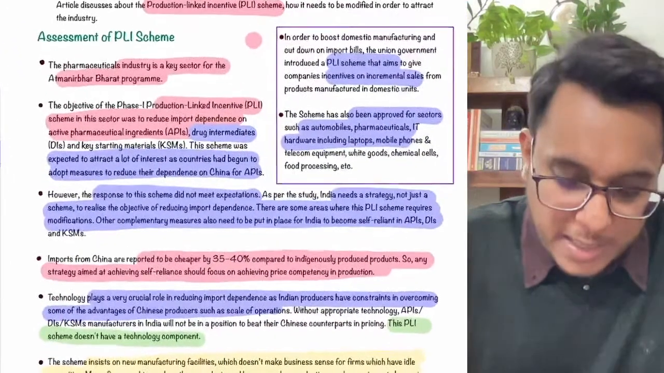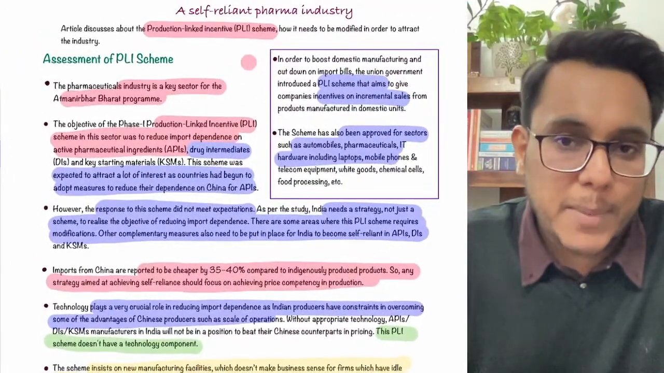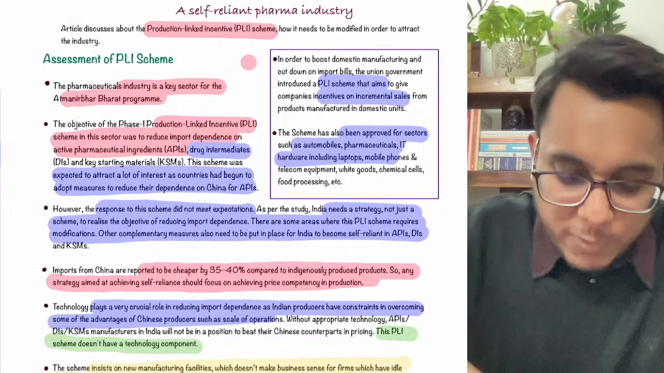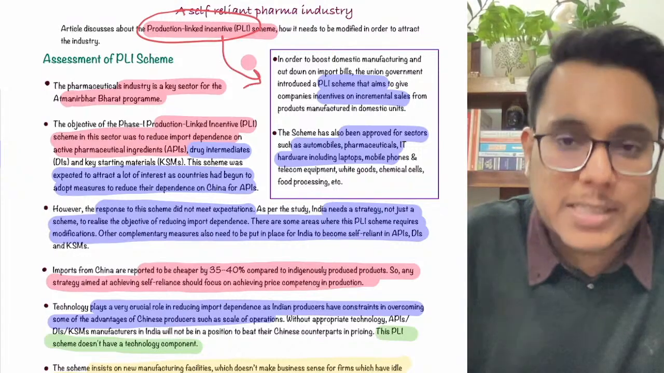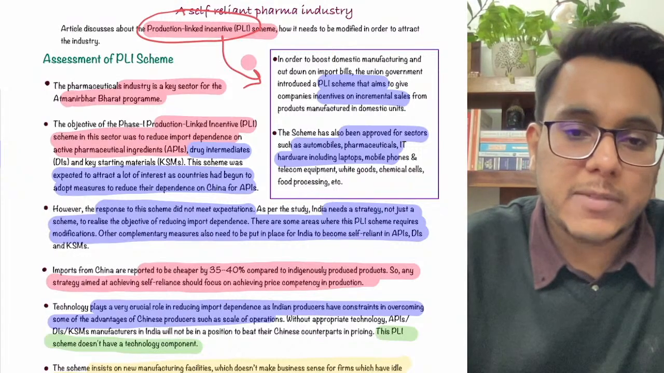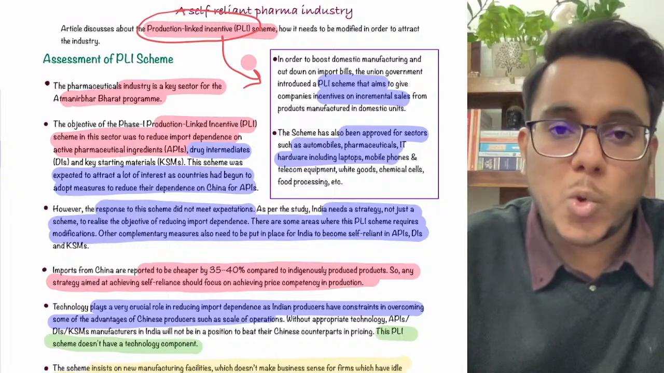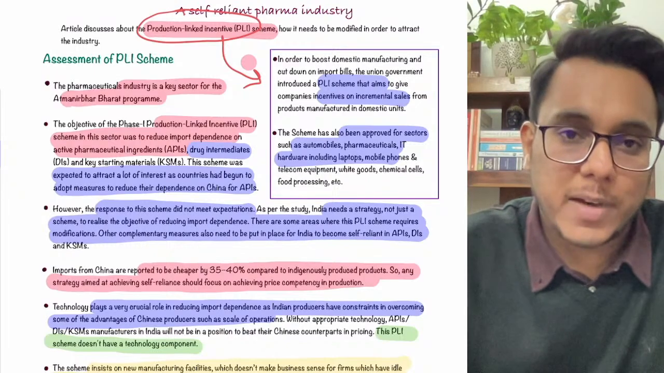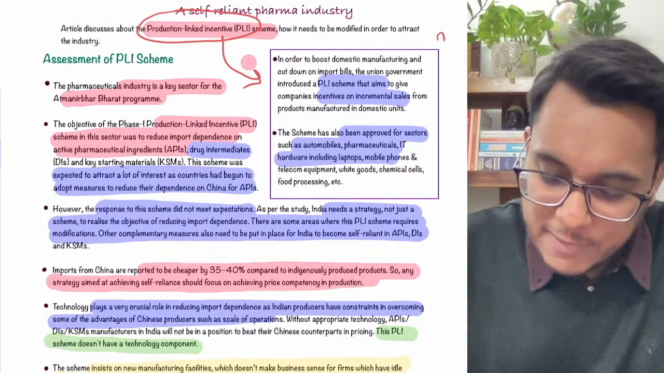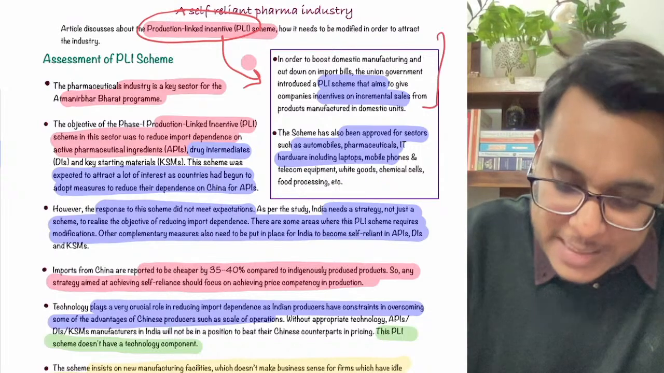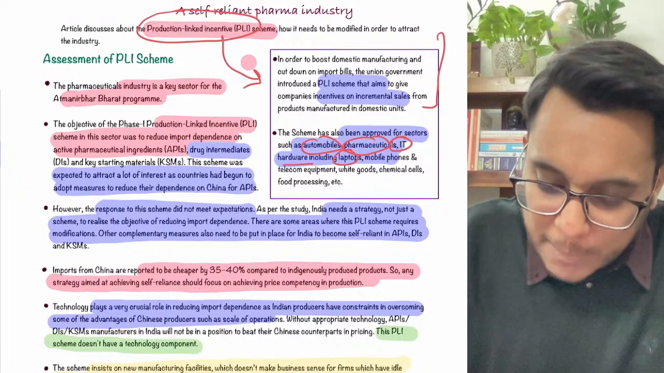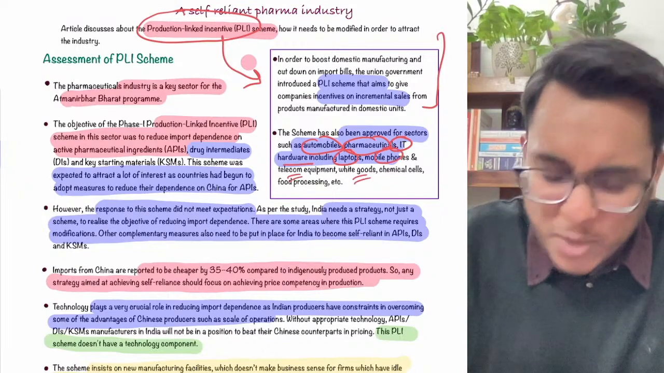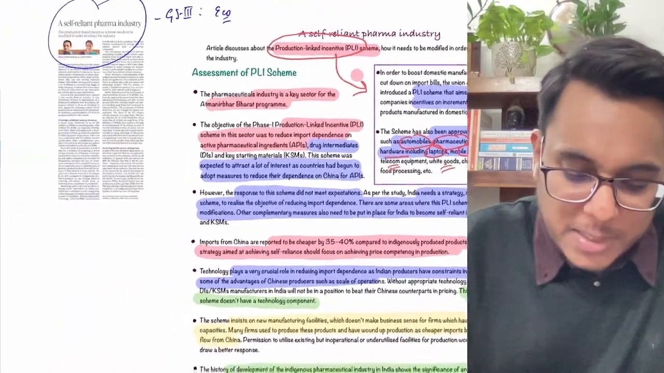Now let's come to the article. So guys, when we talk about the pharmaceutical sector, we need to promote it, and for that the production linked incentive scheme has been announced. What is this scheme? The production linked incentive scheme wants to enhance the manufacturing sector of India. For different sectors, we have come out with the PLI. PLI is there in automobile, pharmaceutical, IT hardware including laptops, mobile phones, telecom, white goods, and many other sectors. What happens in the PLI?